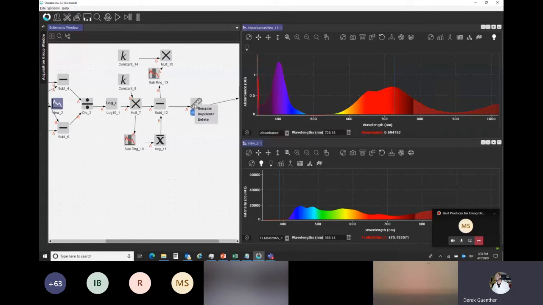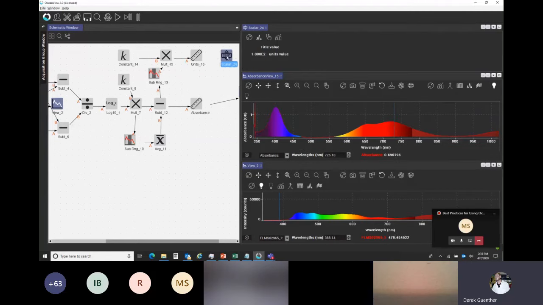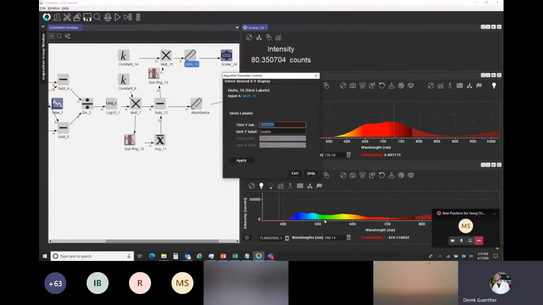Now check this out. You can right click and also duplicate things that already exist. So I'm just going to duplicate that same unit block, bring that over there. And then one of our view options, you have graph, scalar, table, or a color view. We want a scalar value. So let's bring that and look at that. Now let's change these units, because we don't want that. We want that to say NiCl2 concentration, and the label there is grams per liter.